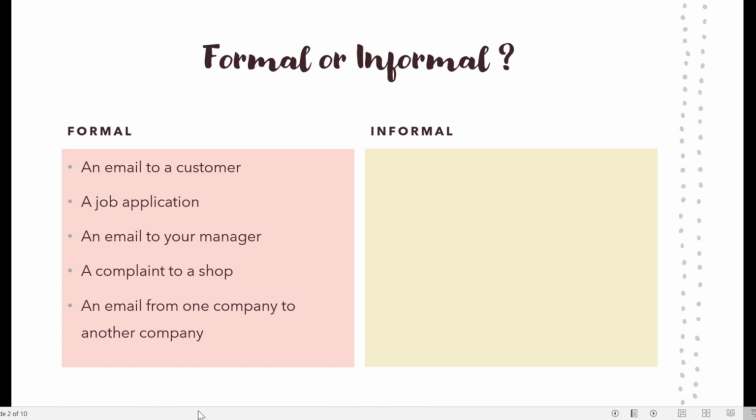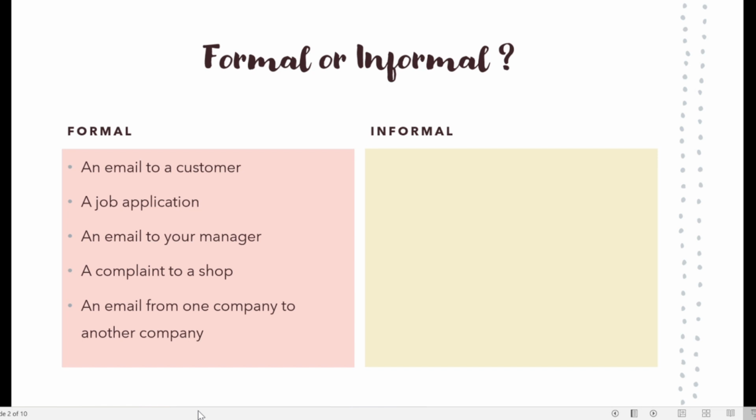And then an email to your manager, of course, you should be able to use proper language, considering the language style. And then a complaint to a shop, and an email from one company to another company. So basically, this is the way you can maintain a good relationship by using proper language in your formal email.